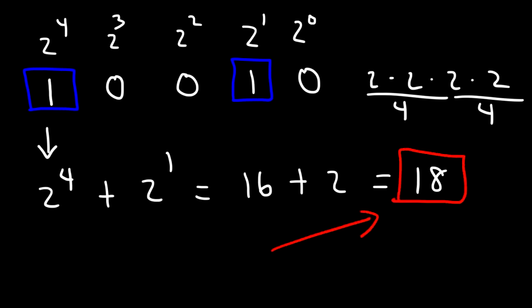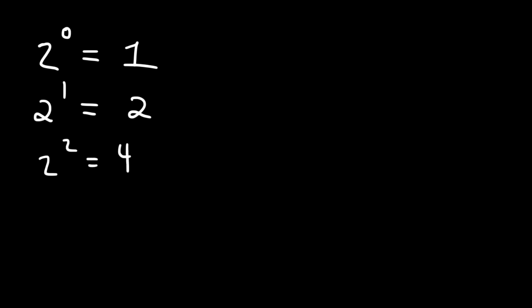And so it's not very difficult to convert a binary number into a decimal number. As long as you follow the process, you're going to get this right. Now, here's some information that you may want to know. 2 to the 0 power is 1. In fact, anything raised to the 0 power is 1. 2 to the first power is 2. 2 squared is 4. 2 to the third is 8. 2 to the fourth is 16.